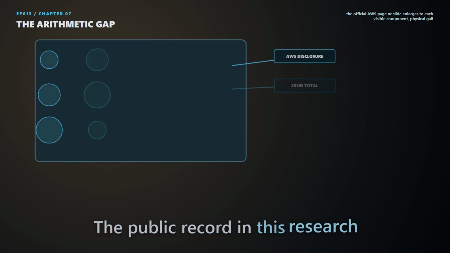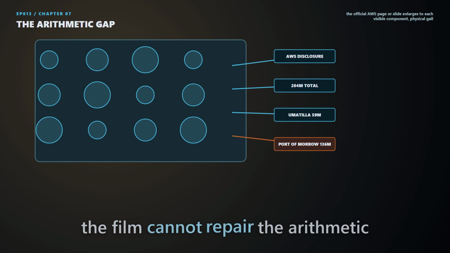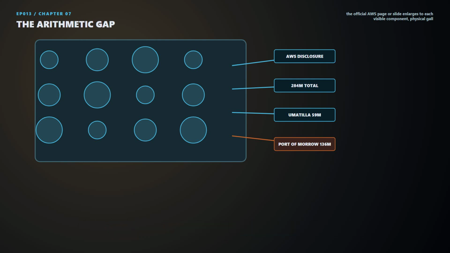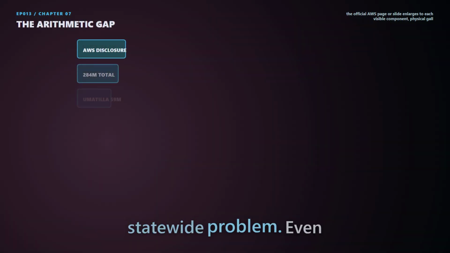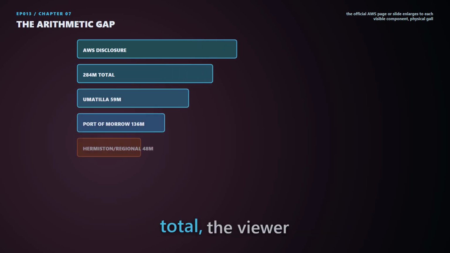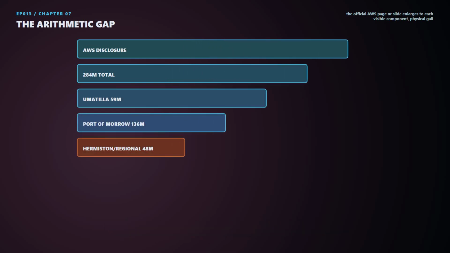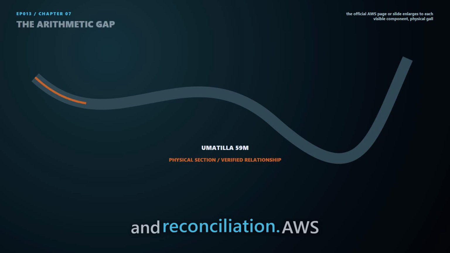The public record in this research does not resolve it, so the film cannot repair the arithmetic on the company's behalf. This is a small example of the statewide problem. Even when a company volunteers a total, the viewer still needs the site boundary, source, definition, and reconciliation.